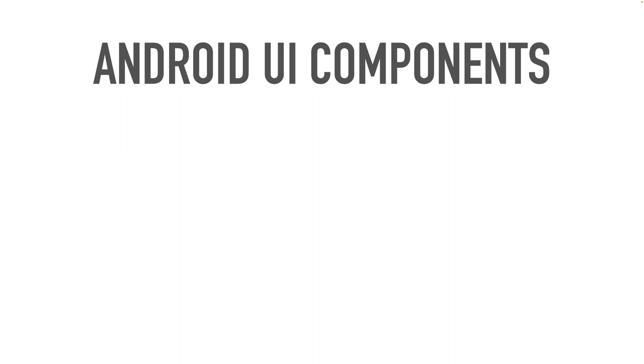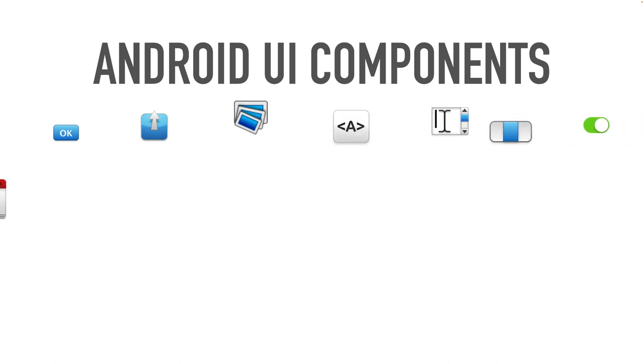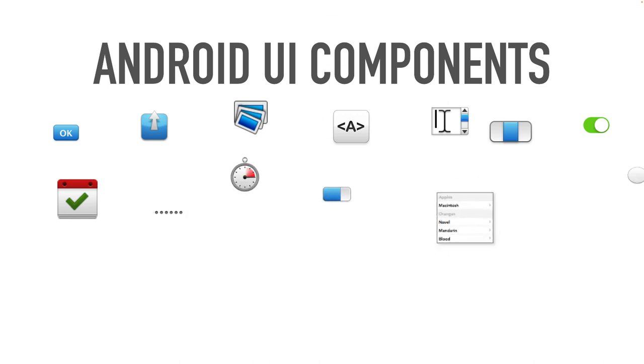Now, what about the Android UI components that are going to be available? Well, we're pretty pleased with the wide number of components that we have available in this first version of Android. In fact, I think we're going to be shipping with more UI components than what was included in the first version of iOS when that shipped. Pretty much all the common ones that you're used to seeing are going to be available.